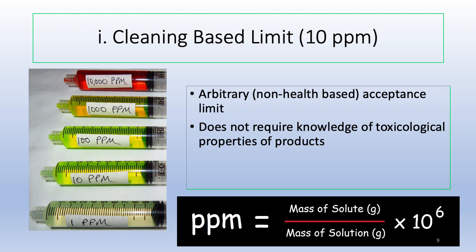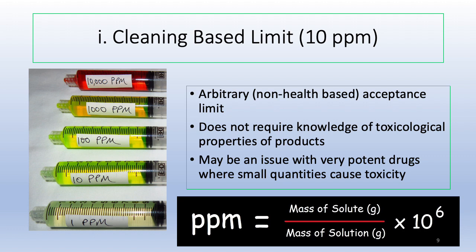And it did not take into account any pharmacological or toxicological effects of either of the drugs being used. Now, the major problem with this, apart from it not taking into account the toxicological properties of the different products, was that it was arbitrary. But more importantly, it didn't take into account the issue of potency. This becomes extremely important if, let's say, your product A is an extremely potent drug, and the one that you manufacture after A, your product B, has a very low potency.